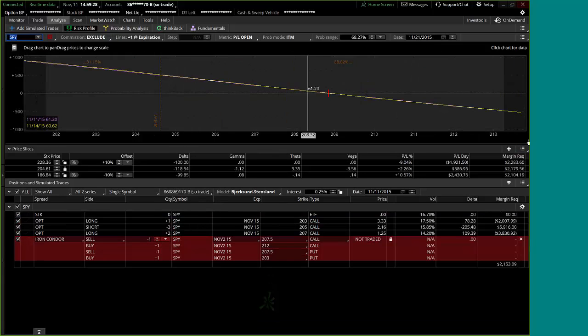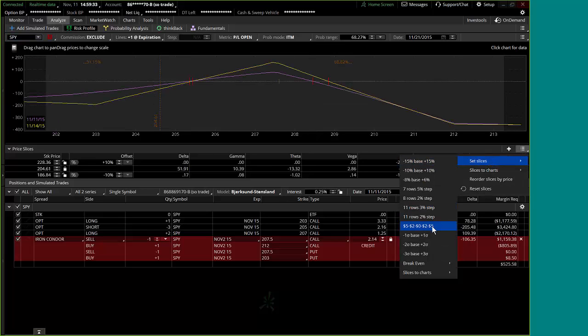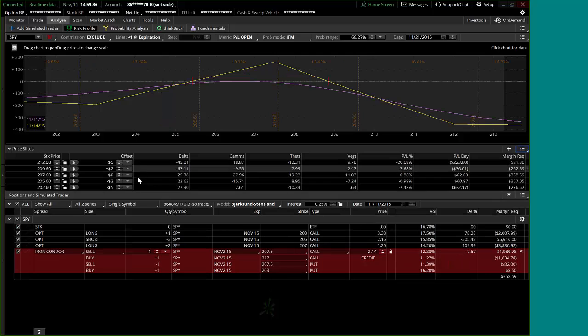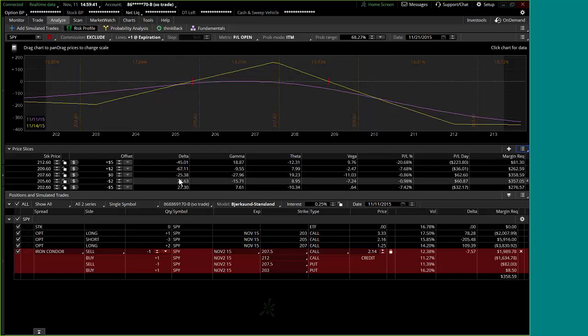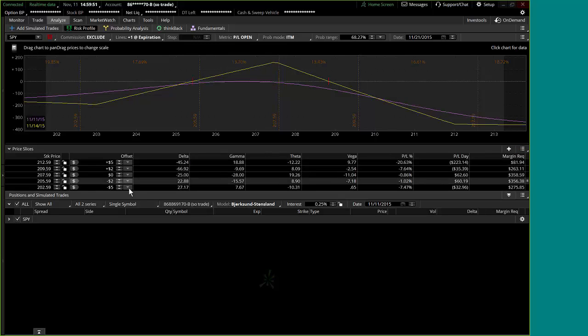The reason I like the spiders is there's this set slices, and you can set slices $2 and $5 out of the money. It makes it a hell of a lot easier. We go up $2, down $2, up $5, down $5. That pretty much covers you in either direction on the spiders, because a $5 move is a pretty big one-day move. Whereas with the SPX, you have to put tons of different slices in there. $50 up, $50 down becomes vastly more confusing from a delta perspective.